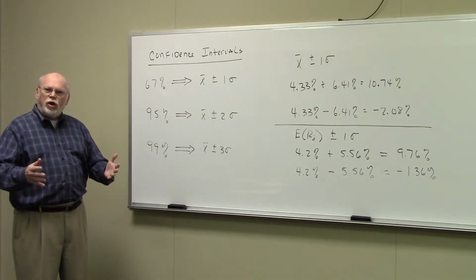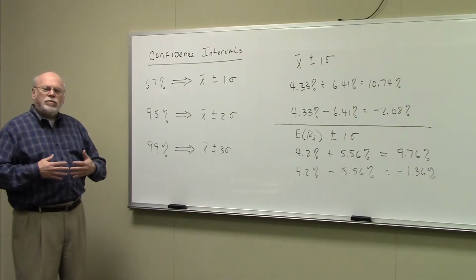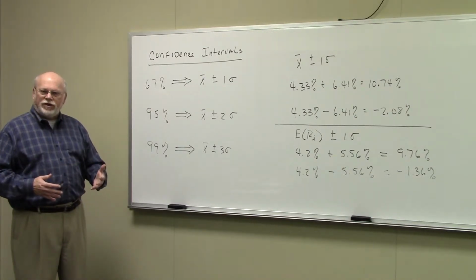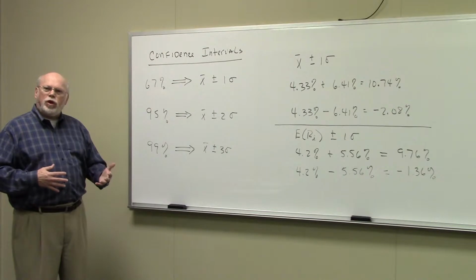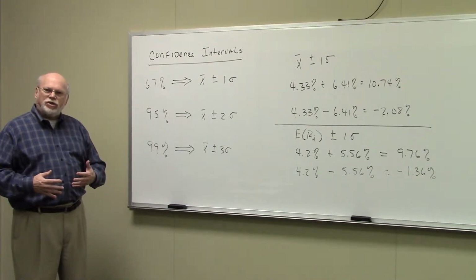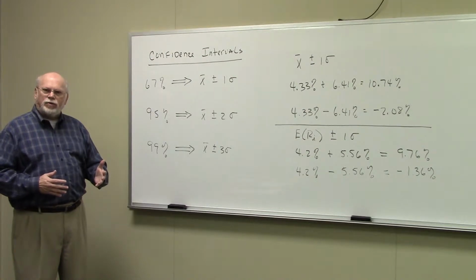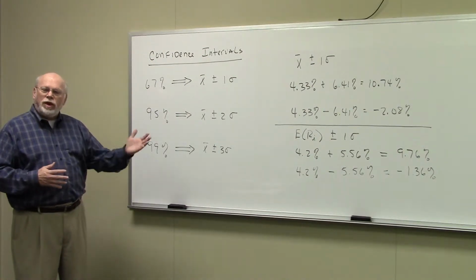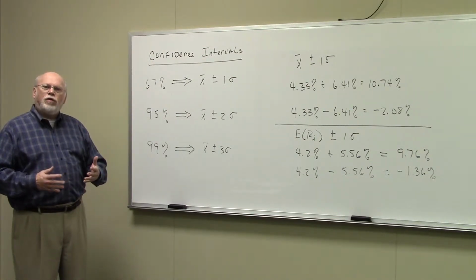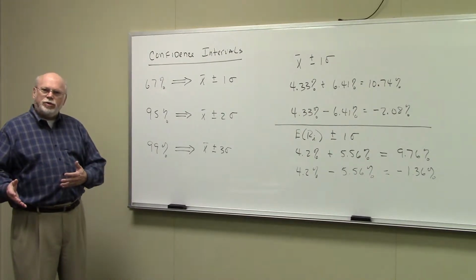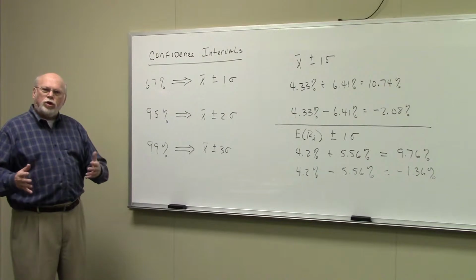Now, just so you know, in industry, you virtually always use the 67% confidence interval. In academics, we often use 95 and 99%, but that's something that's not done in practice, really. Now, I'm going to show you the confidence intervals for the historical distribution and for the probability distribution, just to show you what it would look like.